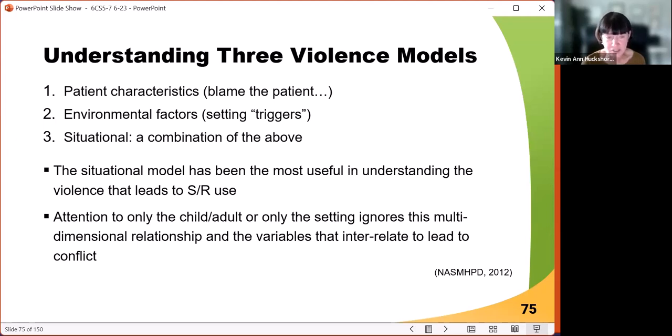So what has come to be, and what we now understand about violence, is that violence is a complex issue, and an event of violence comes about through a combination of what is going on in that context, which we talked about before, risk and the context. So it's the patient and patient issues, it's the staff and staff issues, and it's the environment of care. And that is the most useful in understanding violence and violence risk factors in our settings. Next slide.